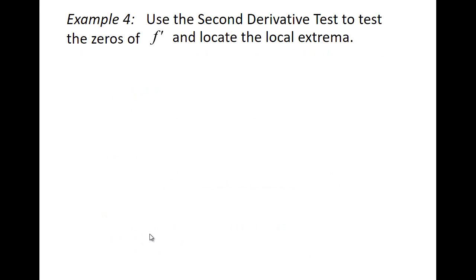Here's an example. Let's say that f of x is x cubed minus 9x squared plus 24x minus 10, and we want to find the critical points of f, that is the points where the derivative is 0, and then we want to find the local max and local min values of f.